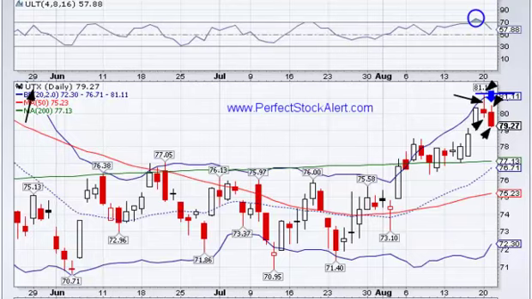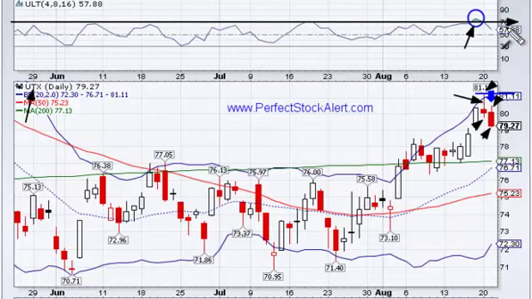So this is all right to me. We also have the ultimate oscillator up there above the 70 line. The ultimate oscillator runs above the 70 line, it typically bounces off of that, you get an overbought situation, and you get a little pullback. That's what typically happens, so to find one here doesn't really surprise me either.